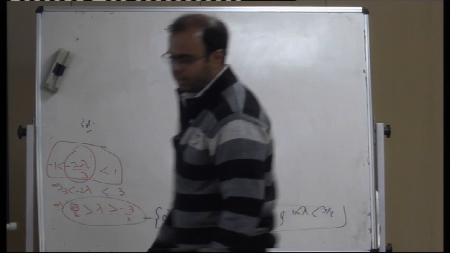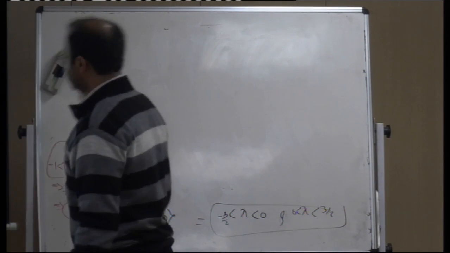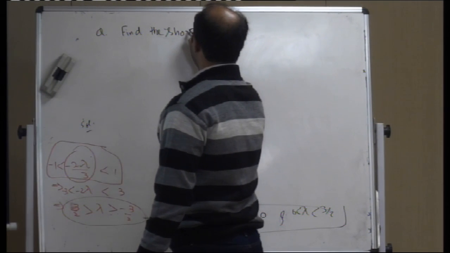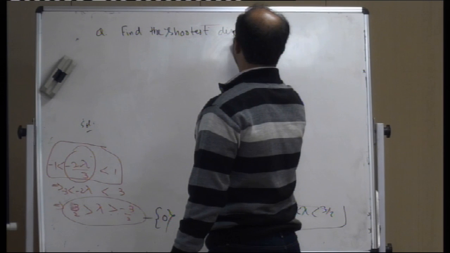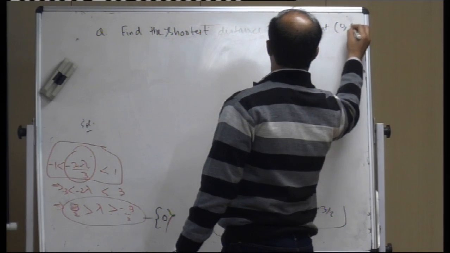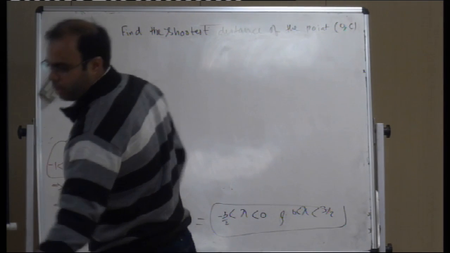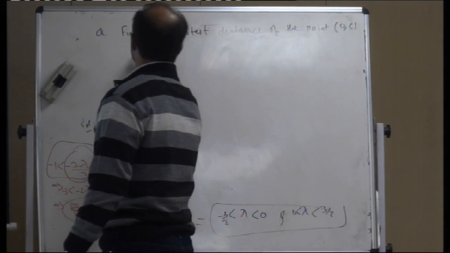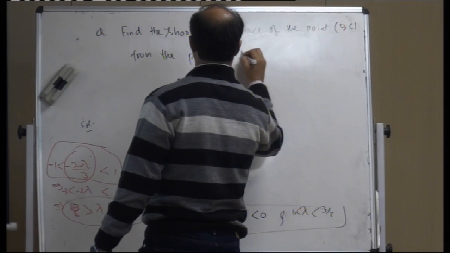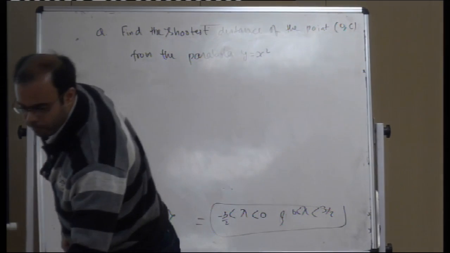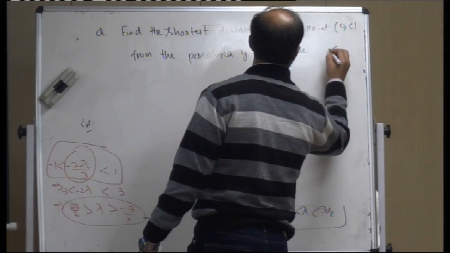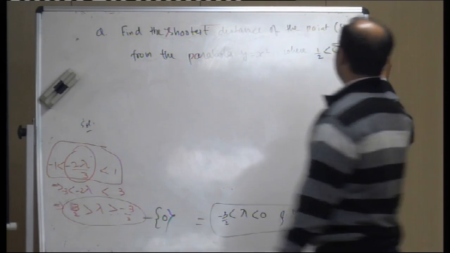Anyways, you can write this. Find the shortest distance of the point (0, c) from the parabola y equal to x square, where c lies between half and 5, and 5 is included but half is not included.